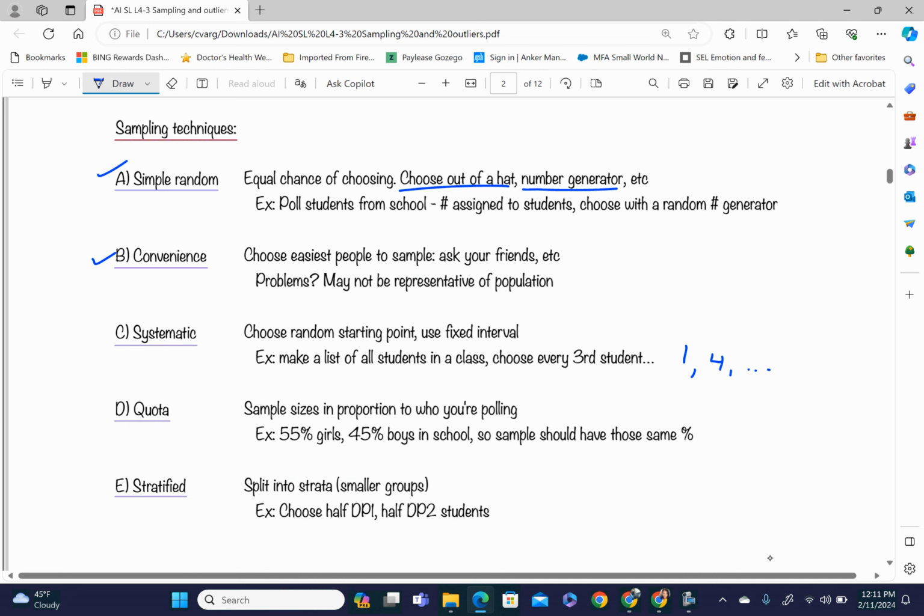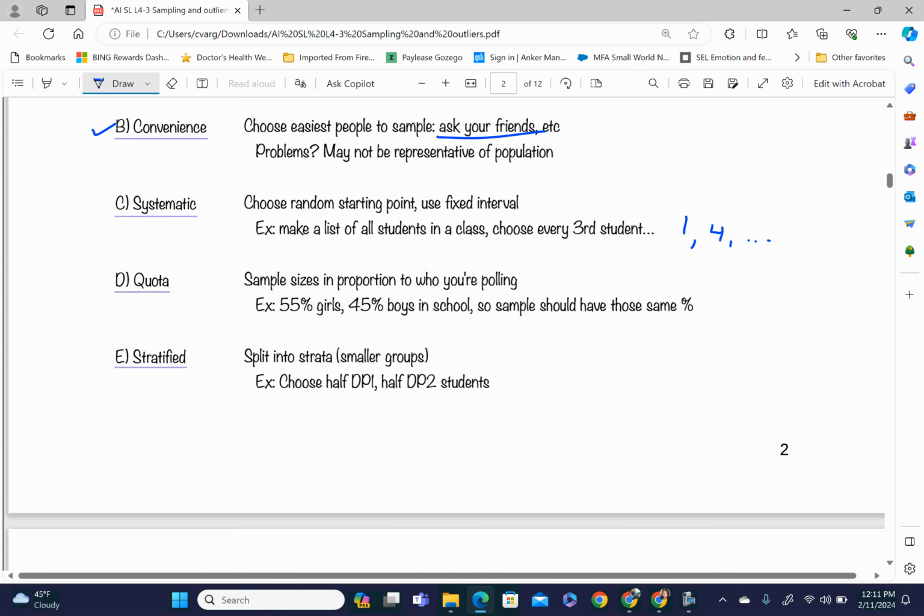Convenience is literally just asking people who are convenient, right? So if you're doing a survey and you just ask your friends, that is based off of convenience sampling, right? But the problem with that is it might not be representative of the whole population. They might be biased. So with convenience, we have to remember that that is not always representative of the whole thing.